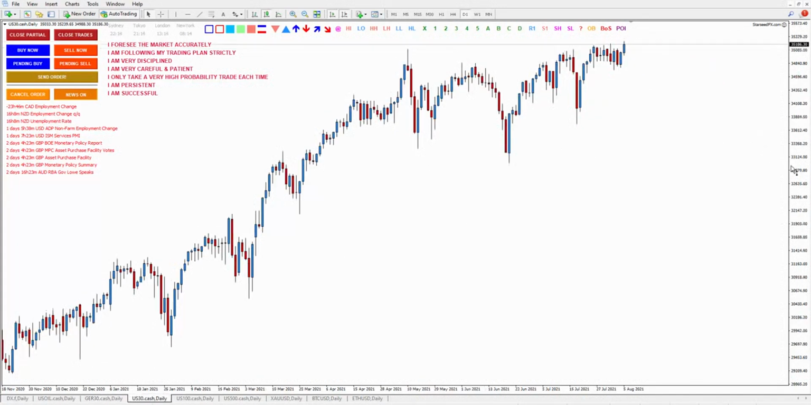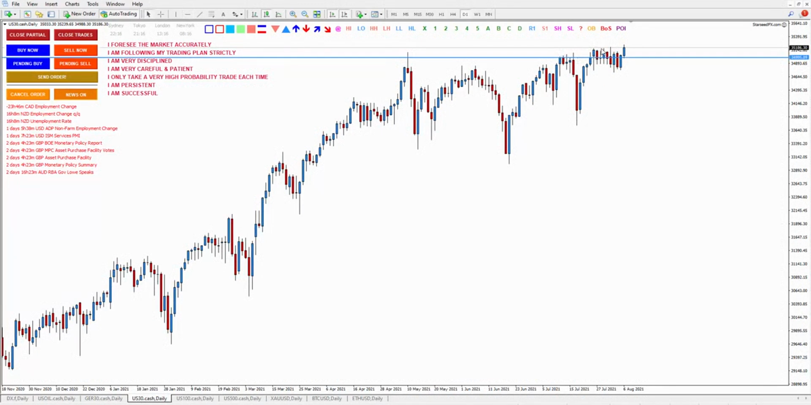Now let's go to US 30. And here the market looks like it's starting bullish again. Take a look, this is already broken and there is a giant order block over here that has not been touched yet.